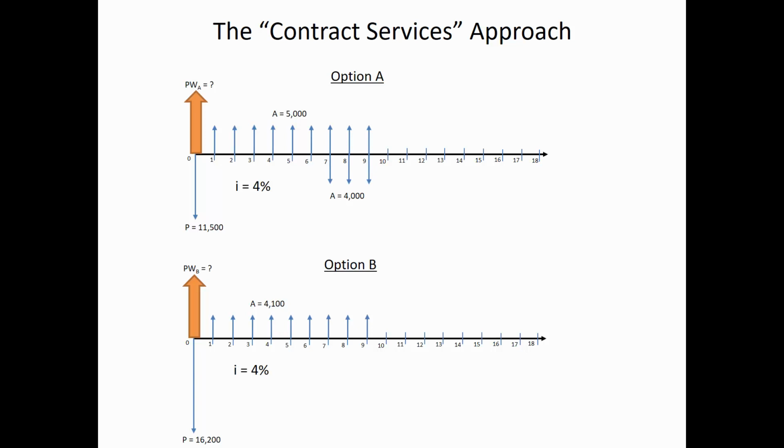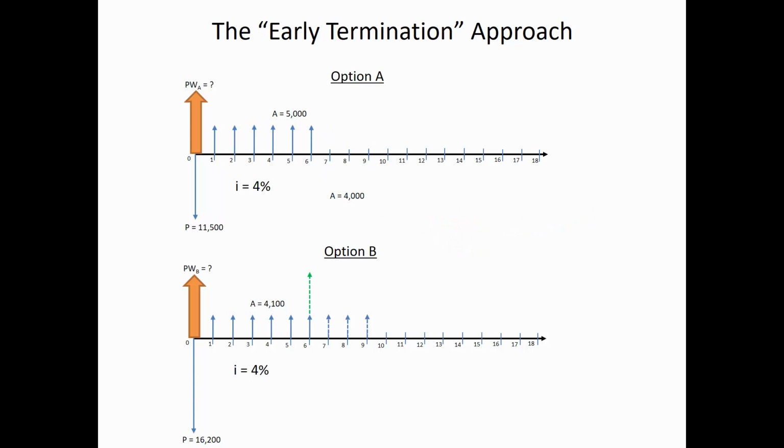Okay, so remember, option 1 was repeat them. The least common multiple approach just means repeat it until they end at the same number of years. The second technique, contract services, makes the short cash flow diagram longer. And the last one, early termination, says, let's make the alternative that was too long shorter. And the way that you shorten it is, rather than operating it for the final years of its useful life, just sell the item on the market.